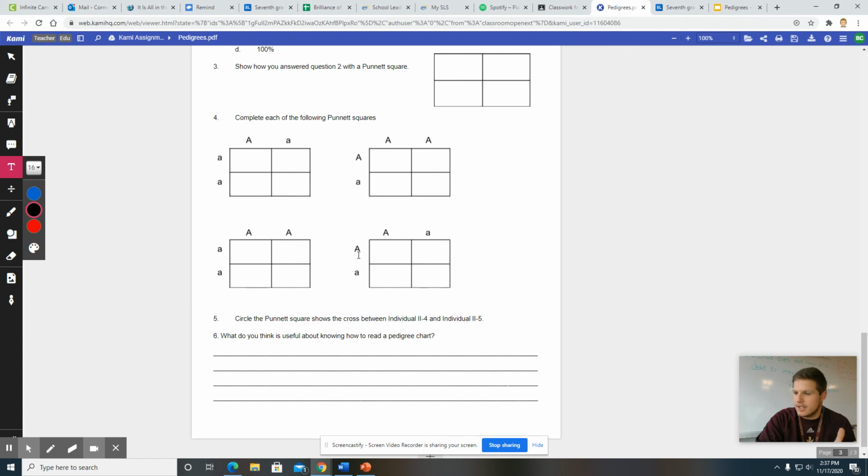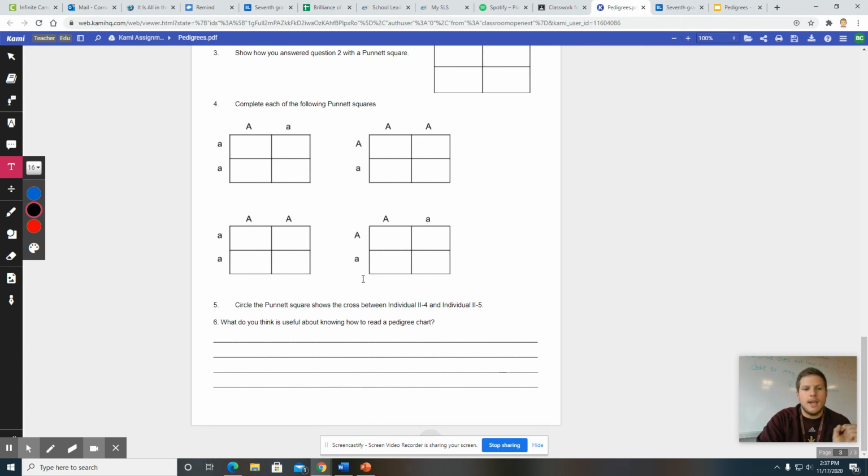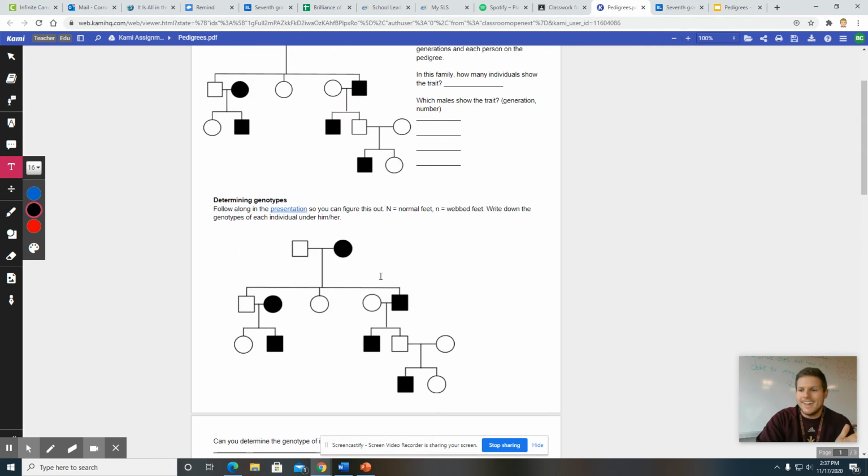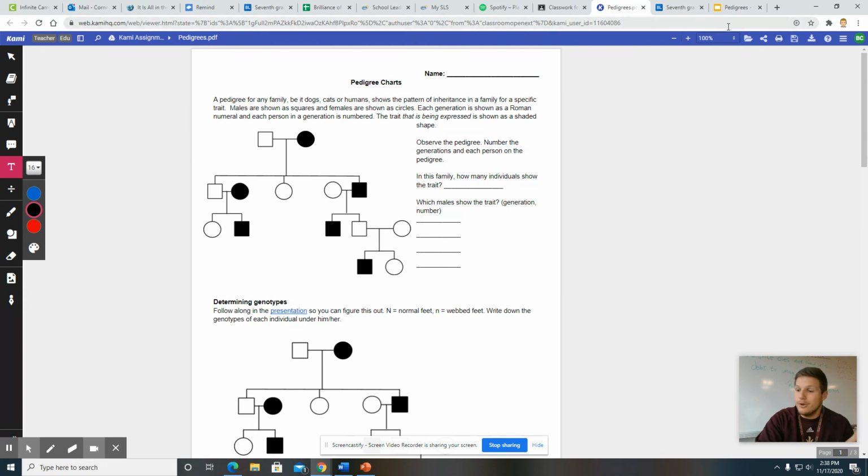This is just examples of Punnett squares to make sure we have practice. Okay. Now, just wanted to give you all that. This is what you all have to do. I will review it with you all on Thursday. If you have any questions, please reach out. And this is going to be due Friday.